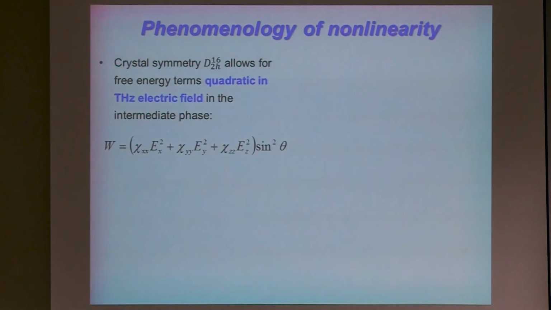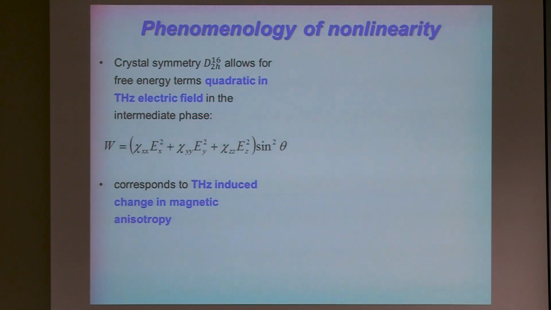At the same time, one may notice that the symmetry of the crystal allows for a spin energy term quadratic with respect to the terahertz electric field. Here theta is the angle between the antiferromagnetic vector and the x crystallographic axis, meaning that this term has exactly the same symmetry as the magnetic anisotropy. And it can be seen that the terahertz electric field suddenly changes the magnetic anisotropy in our material.